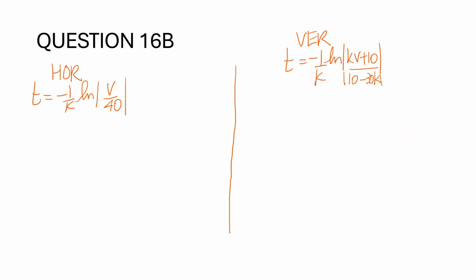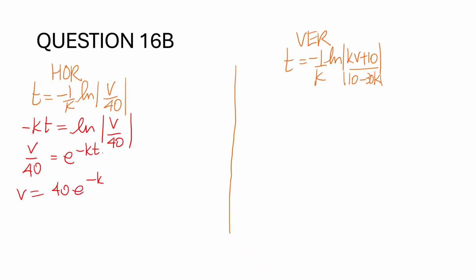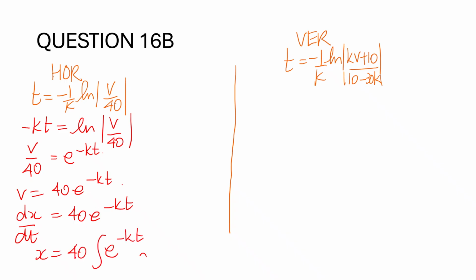Okay, now let's work to making v the subject. So we've got -kt is equal to ln(v on 40). v on 40 is equal to e to the -kt. v is equal to 40 e to the -kt. And this is dx/dt. And so x is equal to 40 integral e to the -kt dt.